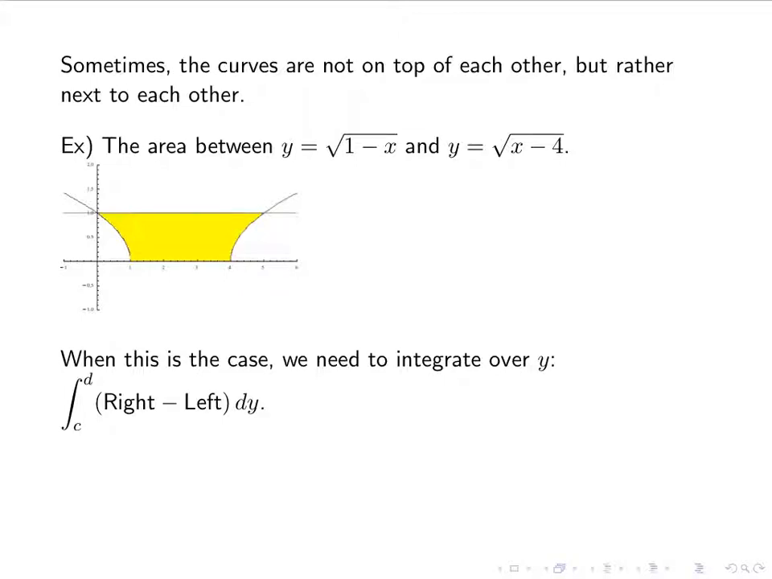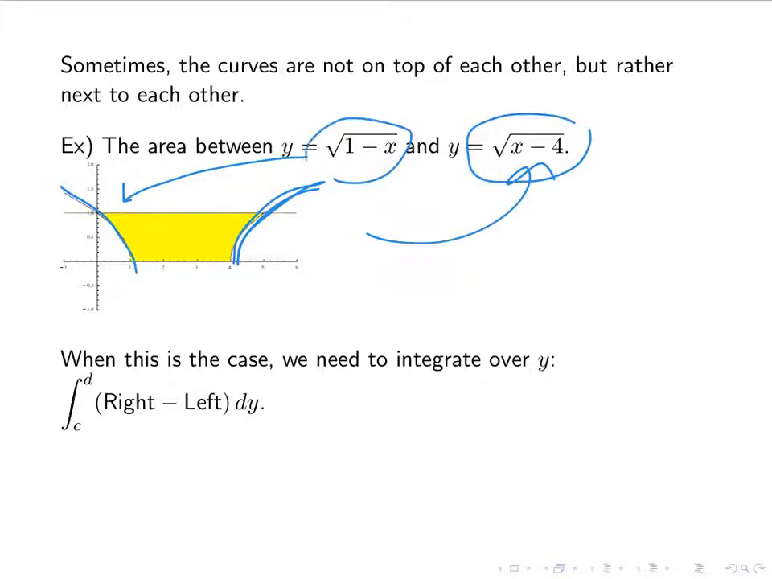Instead, we integrate over y, and it's the integral from, say, c to d of the right function minus the left function dy. Okay? So in this picture, we have our right function right here, which is this guy, and our left function, which is this one. If you don't know which one's which, just try plugging in a value. If I plugged in x is 1, here I'm going to get undefined. Here I'm going to get 0. So 1, 0 must be on my first function. You can always plug in points if you're not sure which function is which.